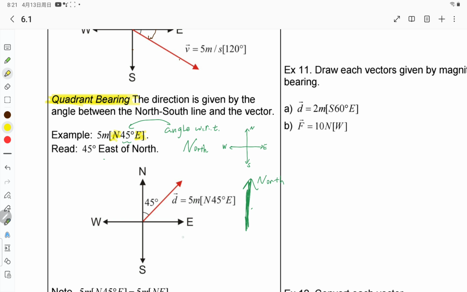So quadrant bearing is actually not bad. They give you the north, and starting from north, of course the angle is not the bottom part. Okay, the angle is not this bottom part. It is this part. Okay. Let me just cross this. So this is not this part. Okay.